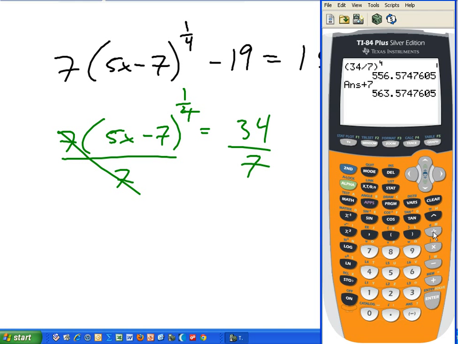Something really big, 112.71, blah, blah, blah. Now, I could check that, couldn't I? I could just plug that back in up here for x and see if it worked. This one, I'll just take my word for it. It would work. Okay? All right.